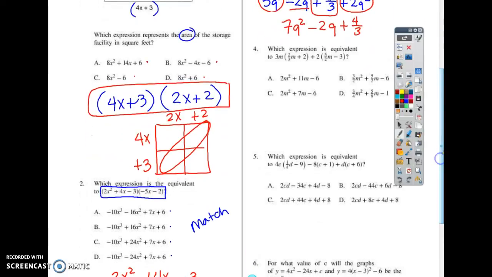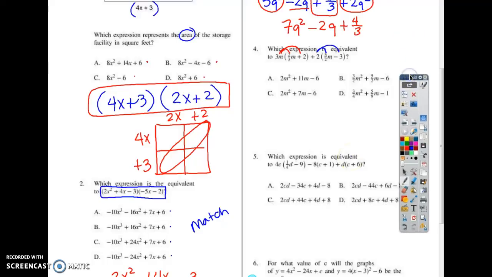Same thing with problem number 4. You're going to distribute here and here. That means multiply. And you're going to distribute here and here, multiply, and then combine like terms. The ones that look alike, you add or subtract them, and then you find the answer. Or you can put the whole thing just like this in Desmos with x's, and then put these answer choices in Desmos and see which one matches.